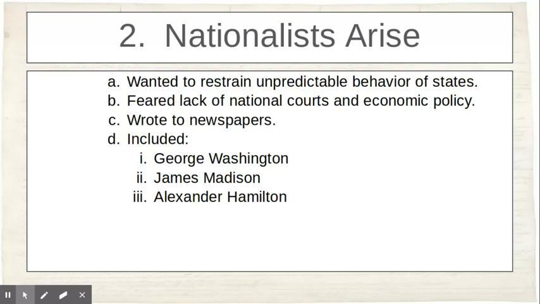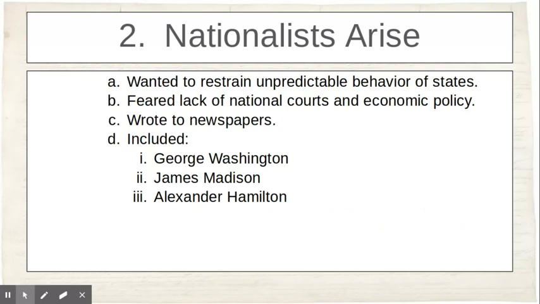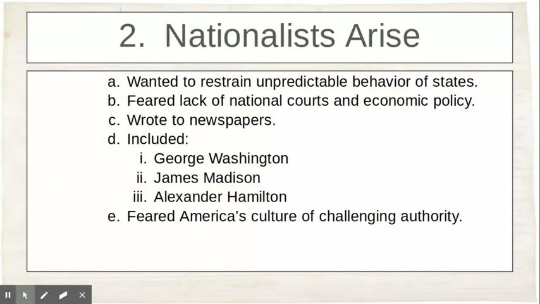Alexander Hamilton was a New Yorker that believed in a strong government. In fact, he even flirted with the idea of making George Washington king. And one last one would be Benjamin Franklin, who's still alive at this point. He's one of the older ones, and he is known for compromising. So Ben Franklin and compromising.